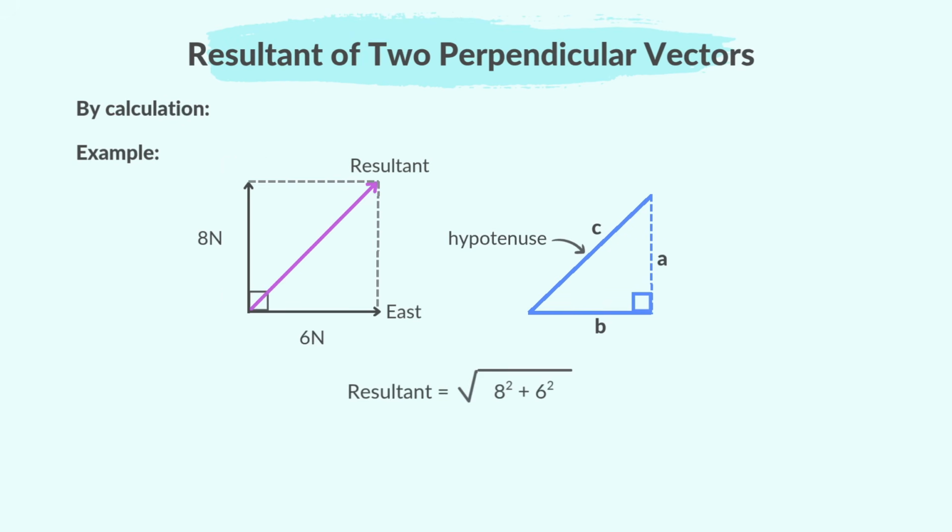So the resultant equals the square root of 8 squared plus 6 squared. 8 squared is 64 and 6 squared is 36. 64 plus 36 gives us 100. The square root of 100 is 10. Therefore, the resultant force is 10 newtons.